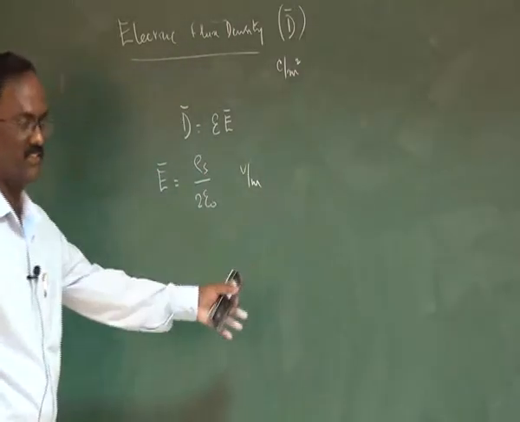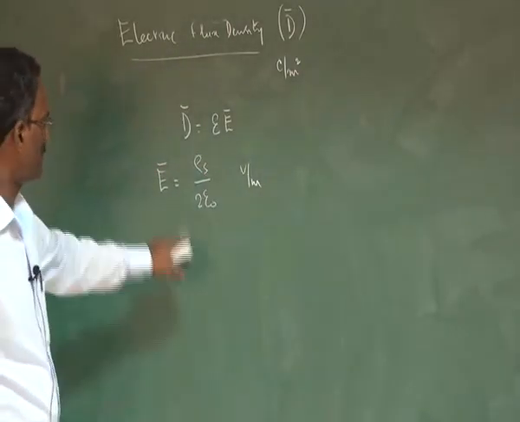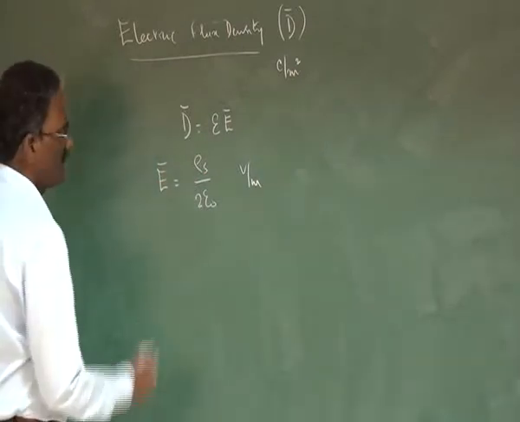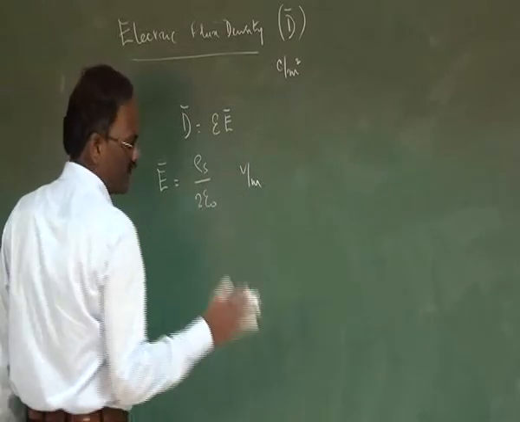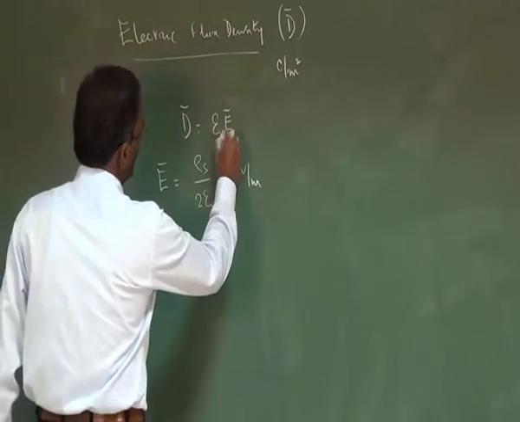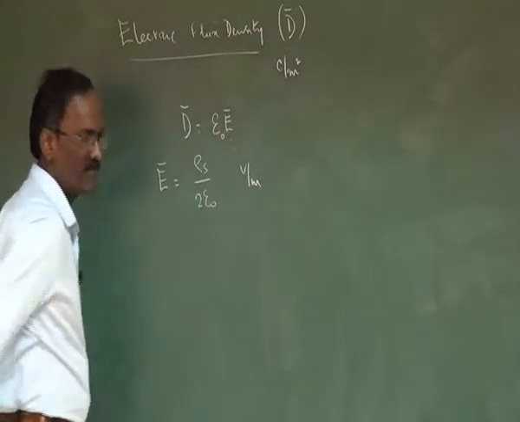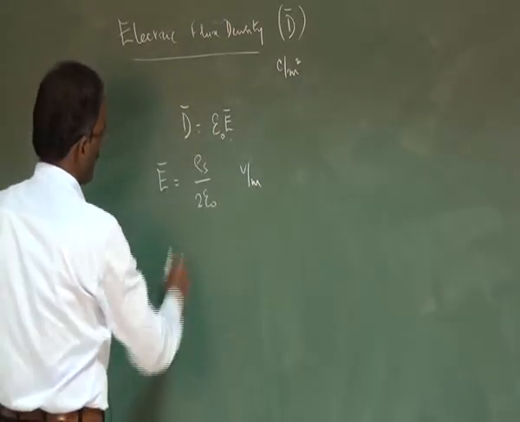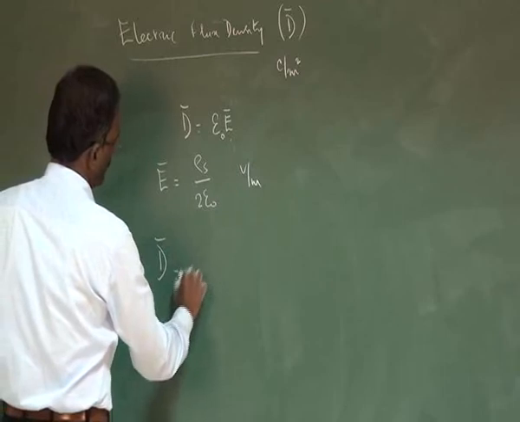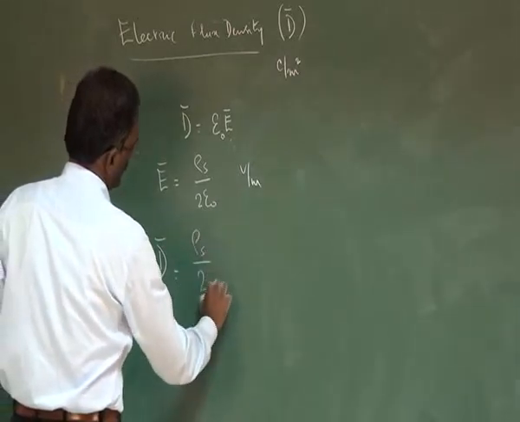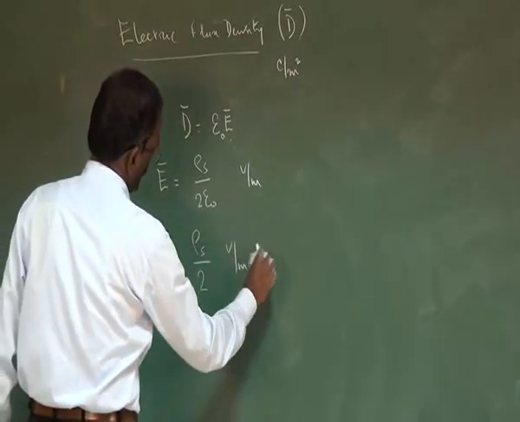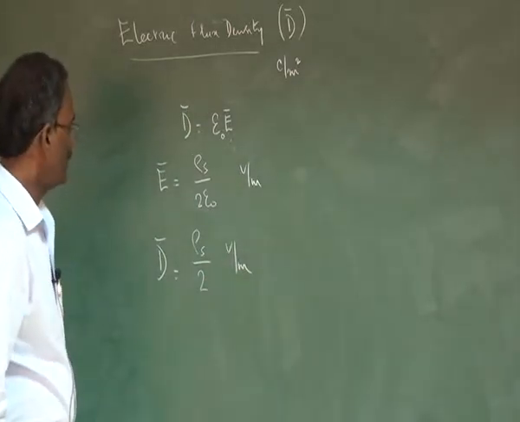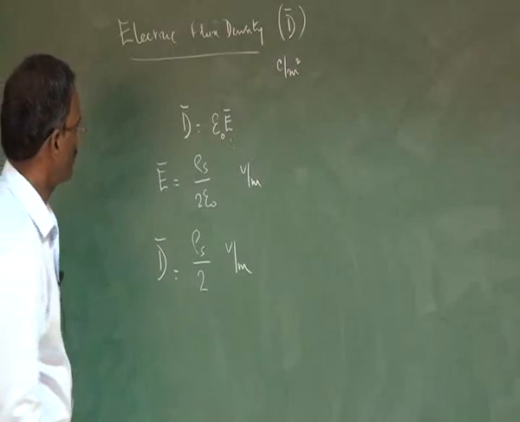In the last case which we have discussed, for the surface charge density, rho s divided by 2 epsilon O volts per meter. If the medium is considered as free space or air or vacuum, this is simply epsilon O. So from here I will write straight away d bar is equal to rho s divided by 2. D bar, the electric flux density, is equal to rho s divided by 2.